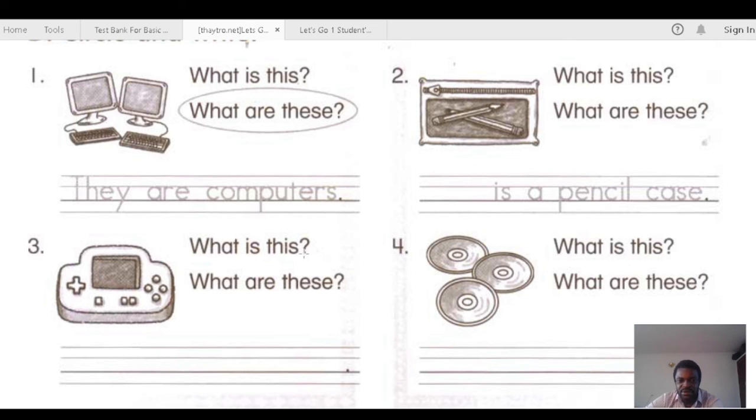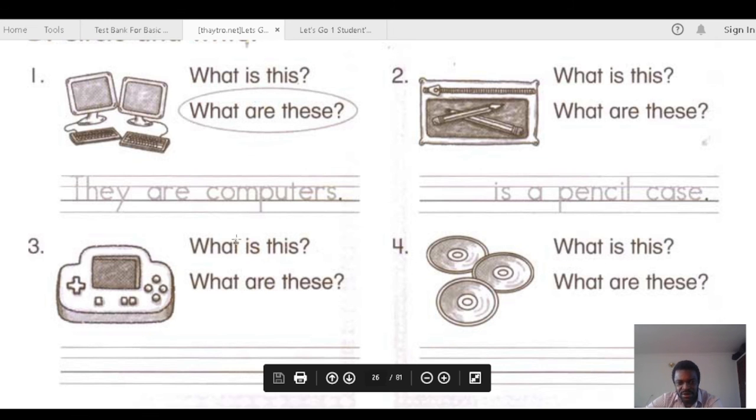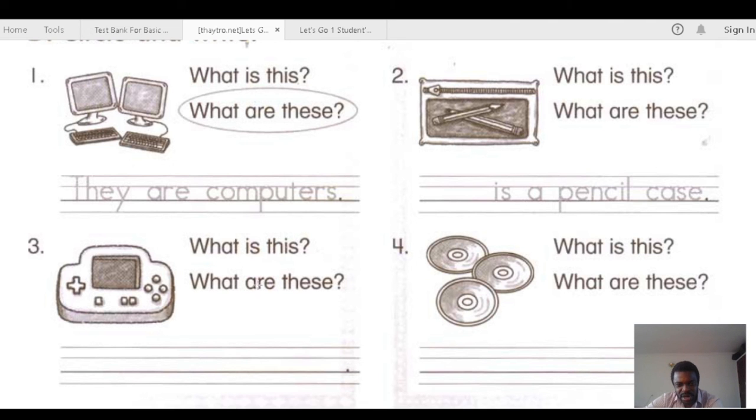Okay? What is this? What are these? What is this? What are these? The first one is talking about one thing. The second line is talking about what? Many things. Okay?